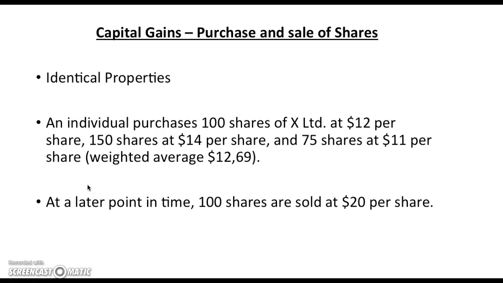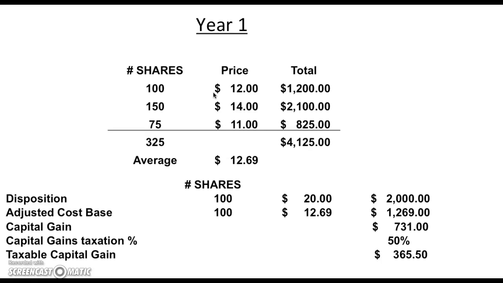So the notion to retain here is the notion of identical properties. In the case of the CRA, for capital gains purposes, we can group together identical properties. So in this case, it's the identical stock of the same company, Company X.